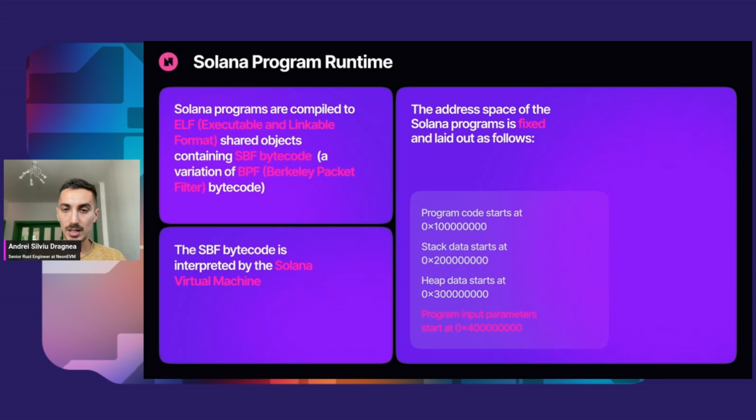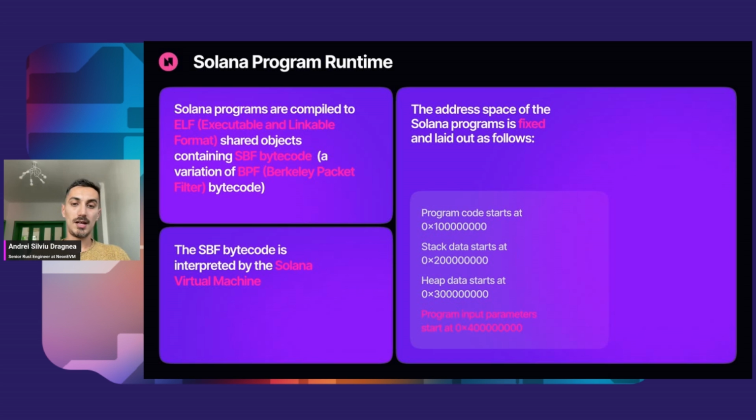The address space of a Solana program is fixed and is laid out as follows. As you can see, we have 4 important addresses in the memory space of the program. The program code starts at 0x1 address. I will just read the addresses without the zeros because there are a lot of zeros and they are hex values. Stack data starts at 0x2, heap data starts at 0x3, and program input parameters start at 0x4. So basically, a Solana program has a heap and a stack like a normal program at runtime. It has program code just like a normal process at runtime, and also has some program input parameters at this address.